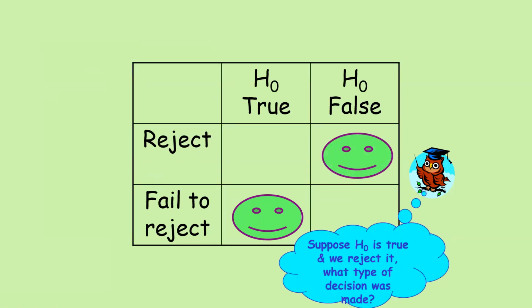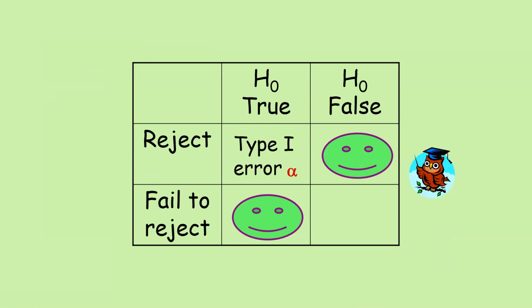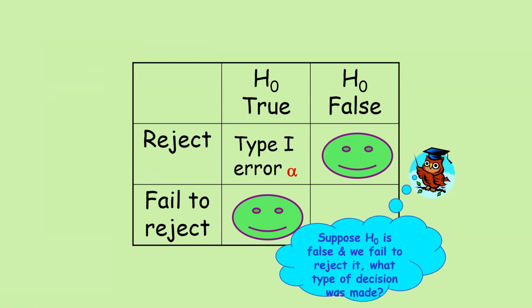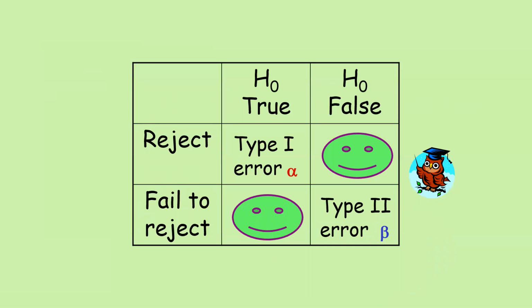But suppose the null is true and we reject it. What decision was made? Well, if it's true and we reject it, we have an error. That would be a type 1, rejecting a true null. And when the null is false and we fail to reject, think FF, that is our type 2 error, beta.